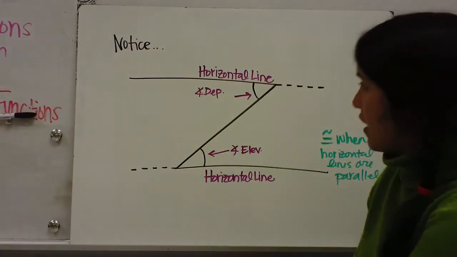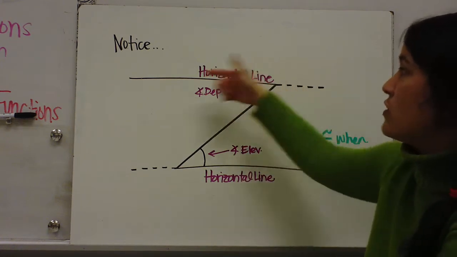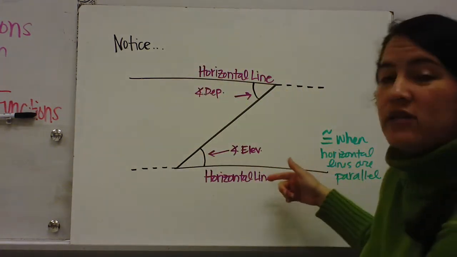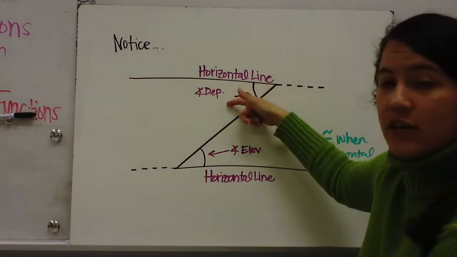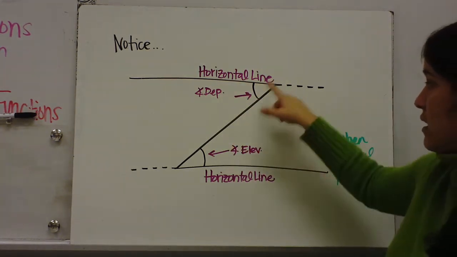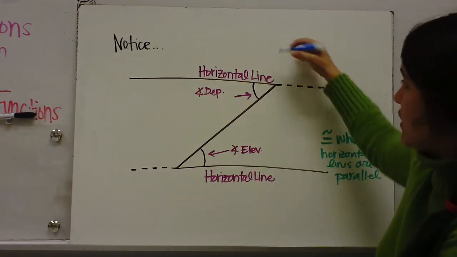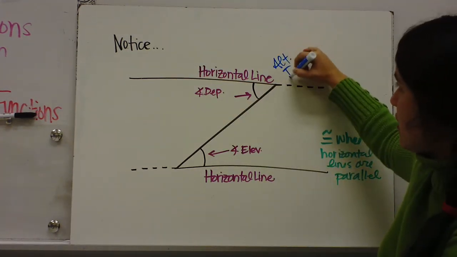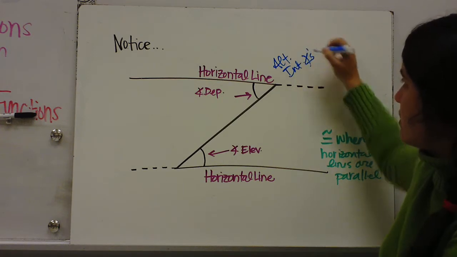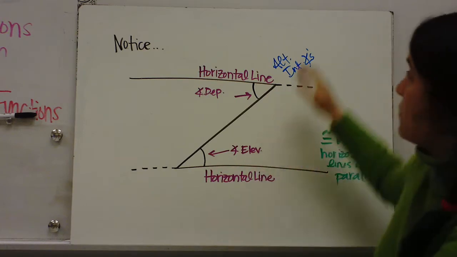Something for you to notice: when you have horizontal lines that are parallel, your angle of depression and your angle of elevation are congruent. This is because these are parallel lines cut by a transversal. These are actually alternate interior angles, so they are congruent. Just a piece of the geometry that you need to know.